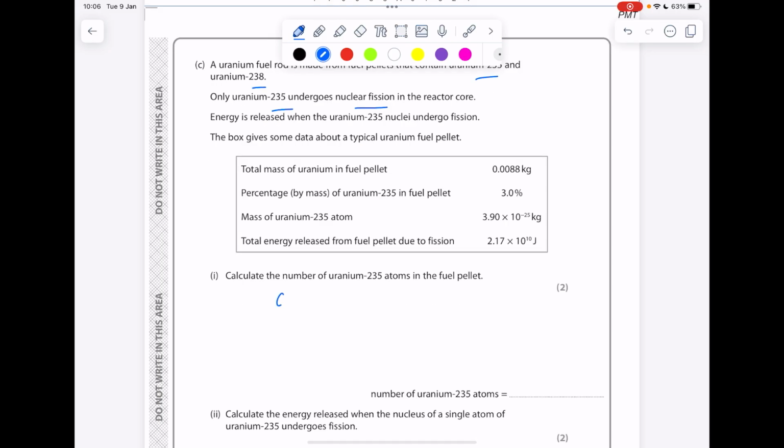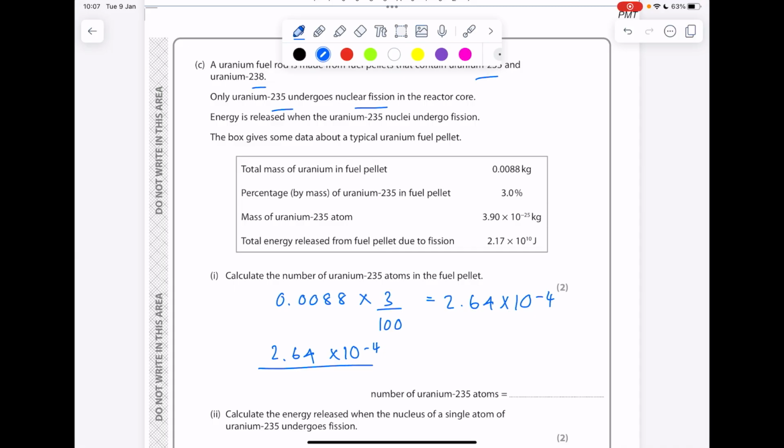So we need to do 0.0088, which is the mass of uranium in the fuel pellet. We need to work out what 3% of that is. And then take that number and divide it by the mass of one atom of uranium-235.